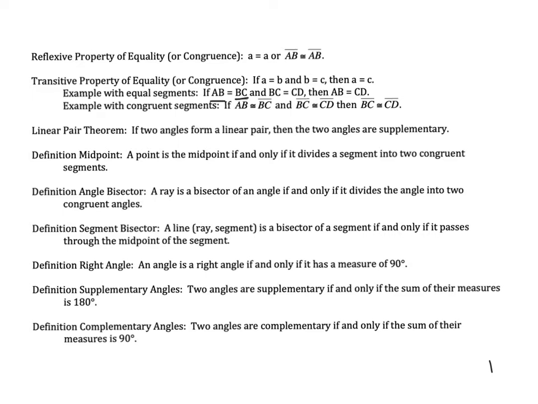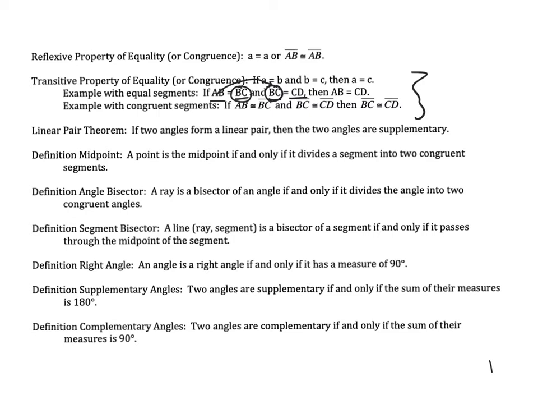AB is equal to BC, BC is equal to CD. So it's kind of like substitution. I could replace AB with BC, and right here I'll replace it, and I get AB equals CD. So we can use the transitive property with both equal and congruent segments or angles. But as a rule, I'm going to stick to substitution. So I'm just pointing out that this thing exists. We won't use it very much.